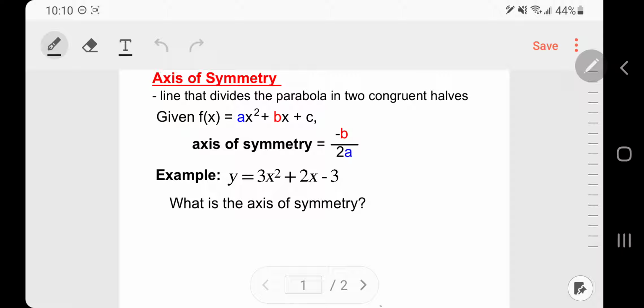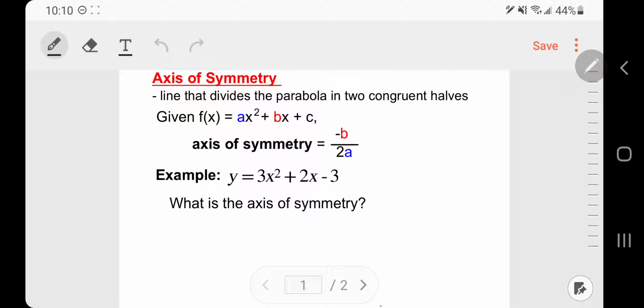Hey everyone. In this video we're going to take a look at how to find the axis of symmetry of a parabola given in standard form, or a quadratic function given in standard form. Now the axis of symmetry is the vertical line that divides the parabola into two congruent halves. It's exactly what you do when you're finding the line of symmetry of a figure, except you're finding the axis of symmetry of a graphed quadratic function.